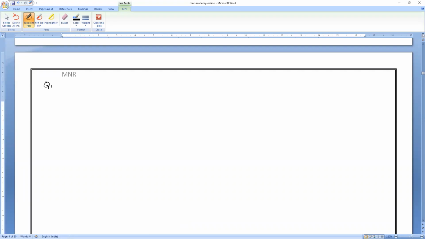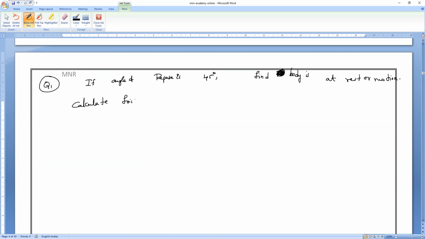So the question number 1, all of you write it. If angle of repose is 45 degrees, find if the body is at rest or in motion, and calculate the frictional force and acceleration.